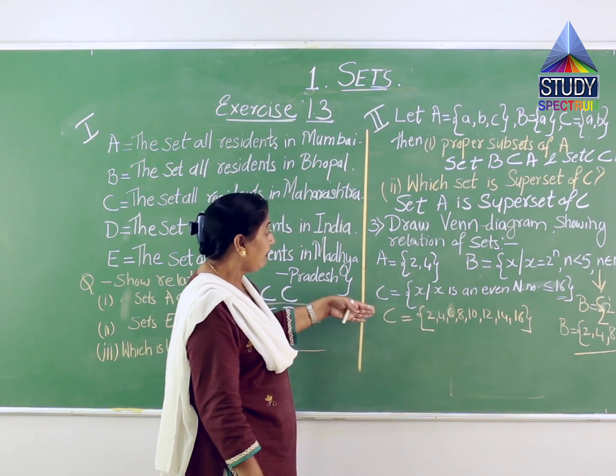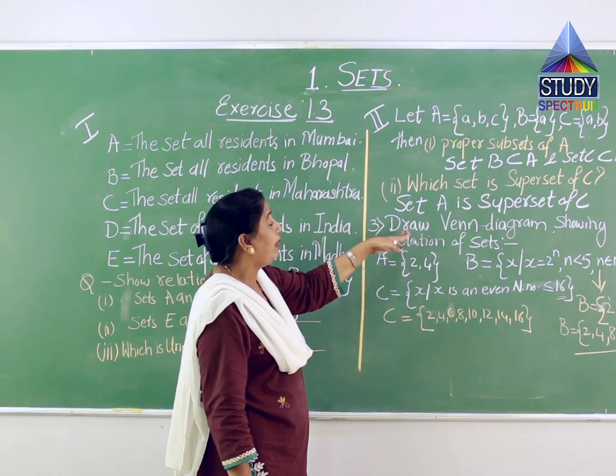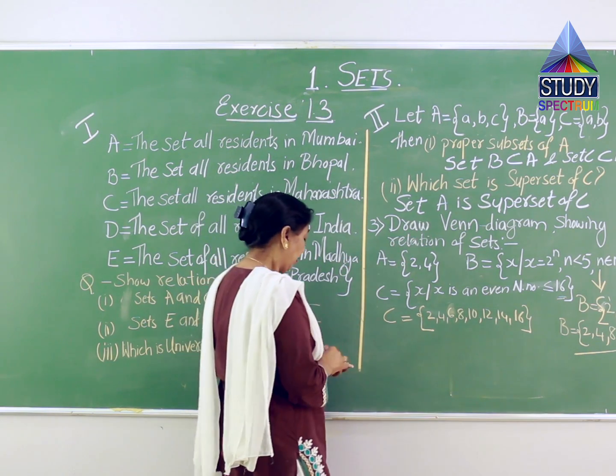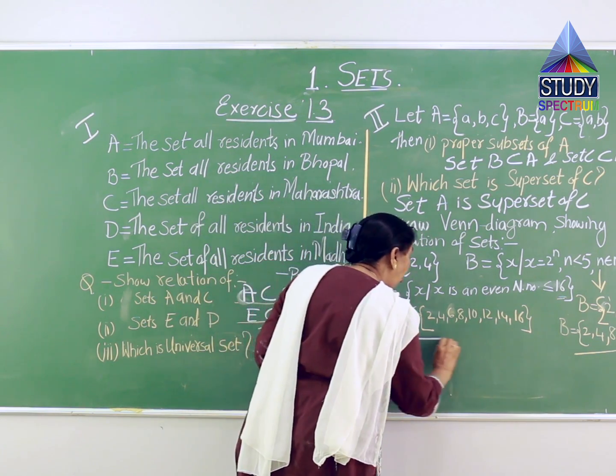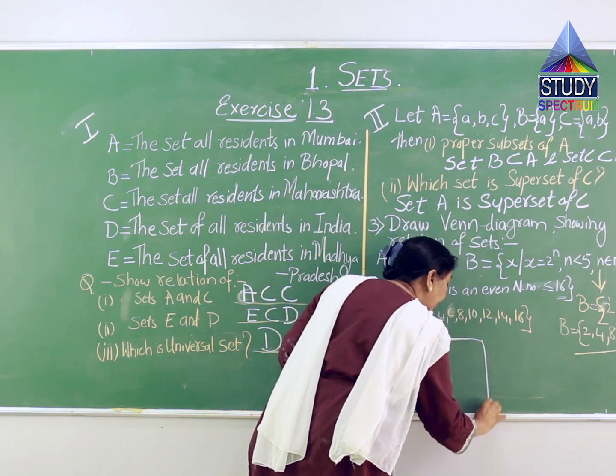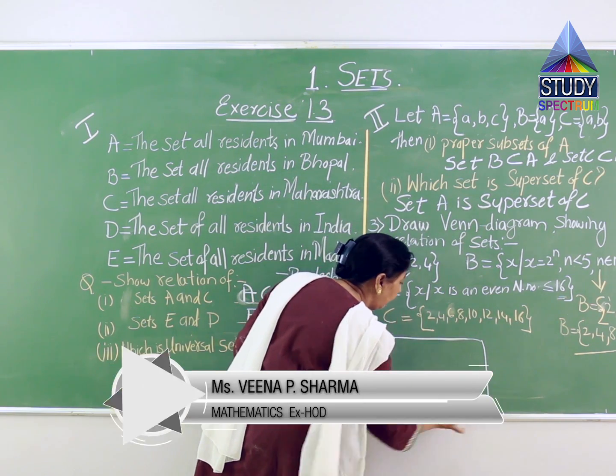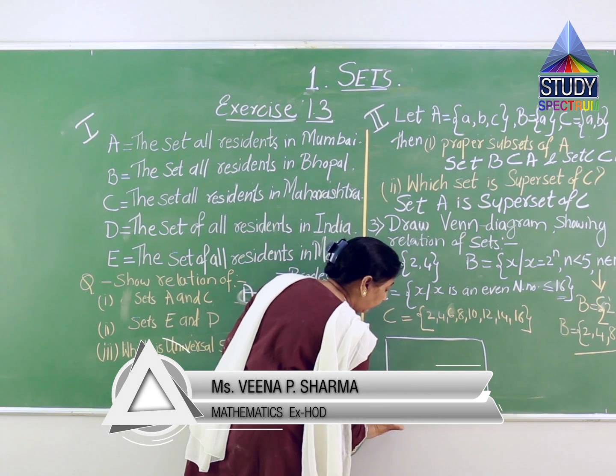Right? Now this you have to show by drawing the Venn diagram. Now a Venn diagram is always represented with a rectangle.